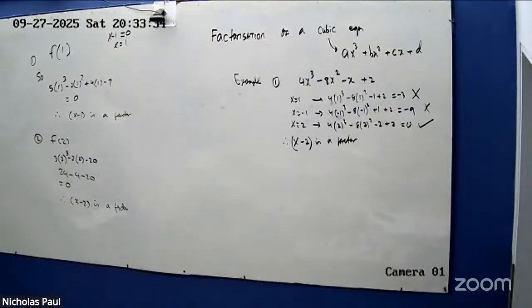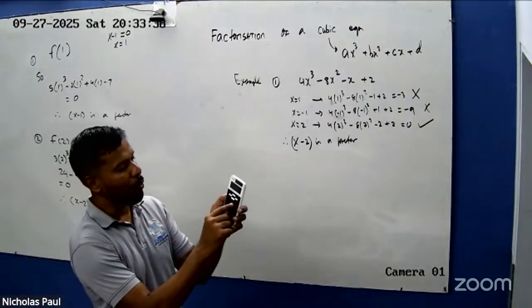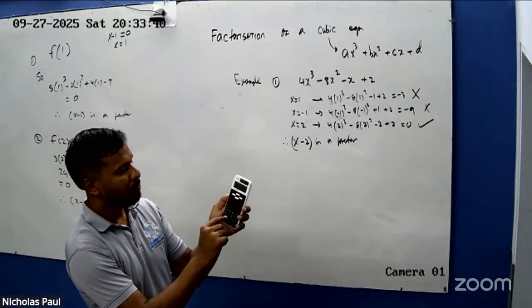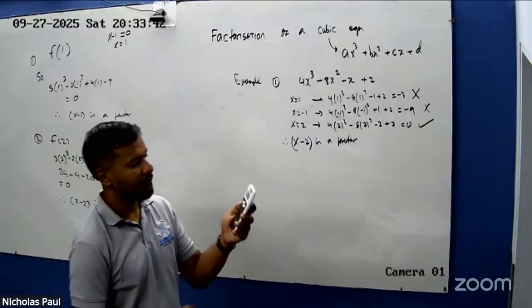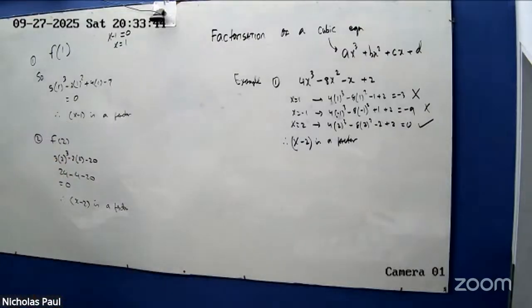Those who have a Sharp with dual power, press Mode, 2 and 3. And then plug in the coefficients. Right? If you reach here, it's a cubic. Cubic.